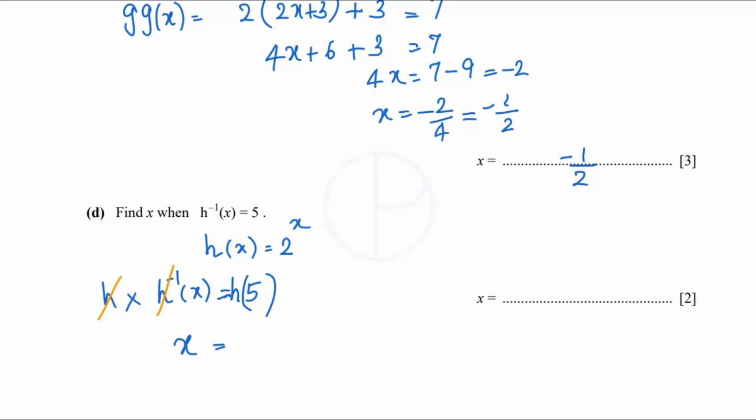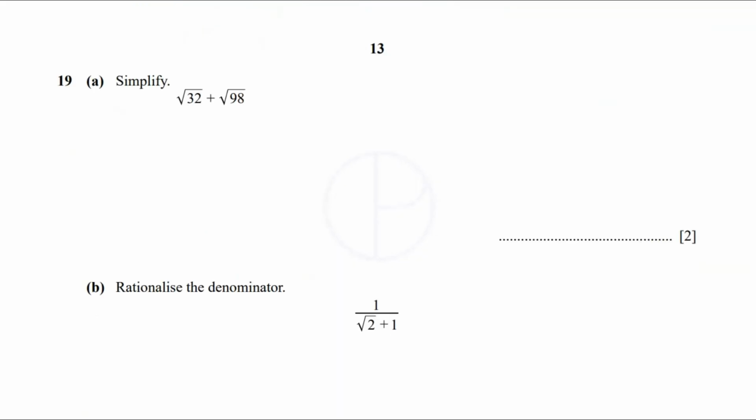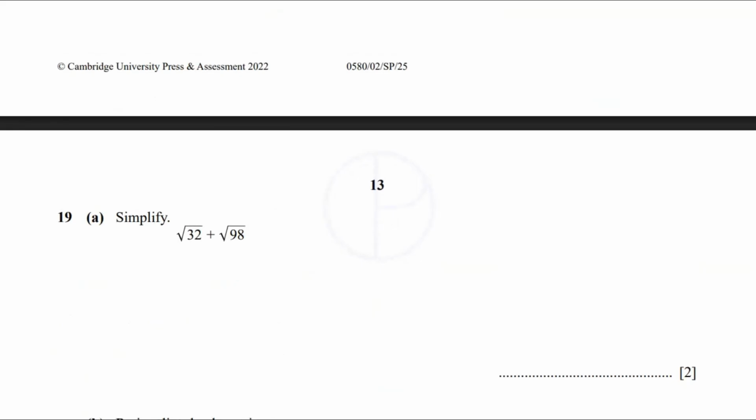h of 5, substitute 5 in x. We get 2 power 5, which is 32. So x is 32.